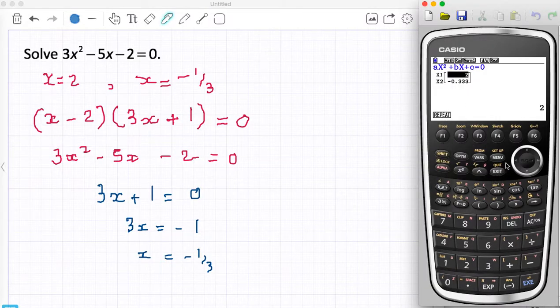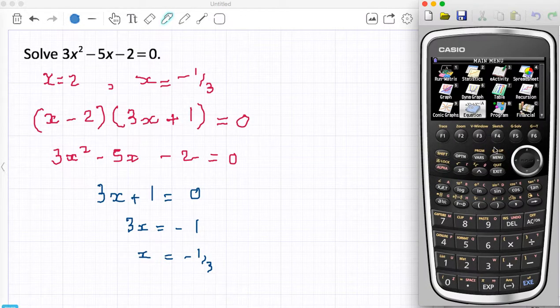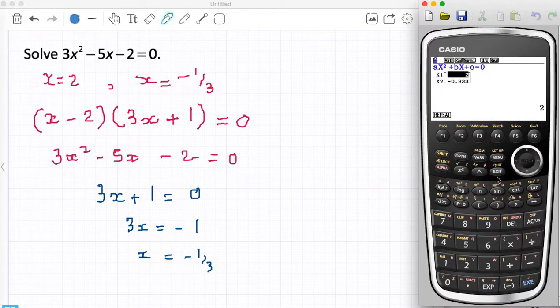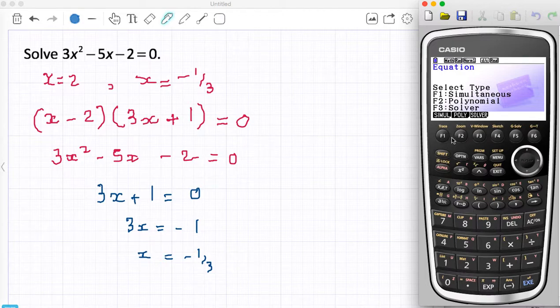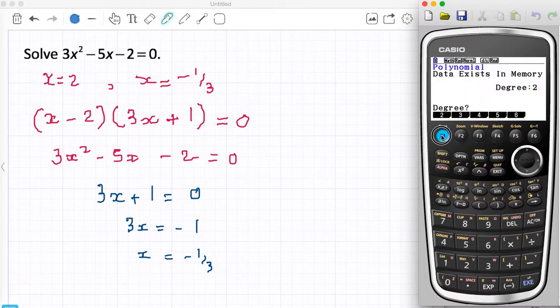Again, from your calculator, menu, equation solver, you'll be asked then to do simultaneous or polynomial. Choose polynomial, degree 2, and you press those in and solve it.